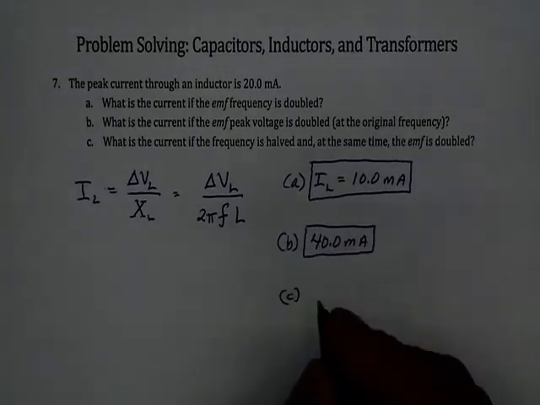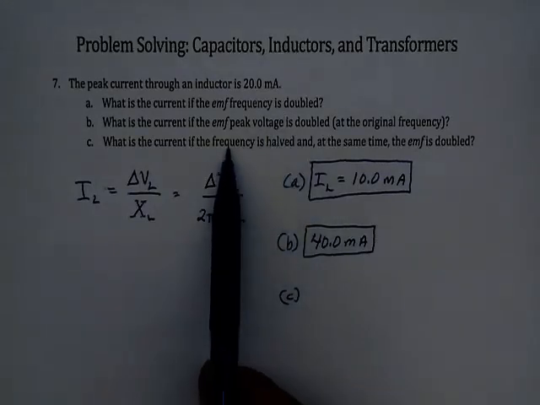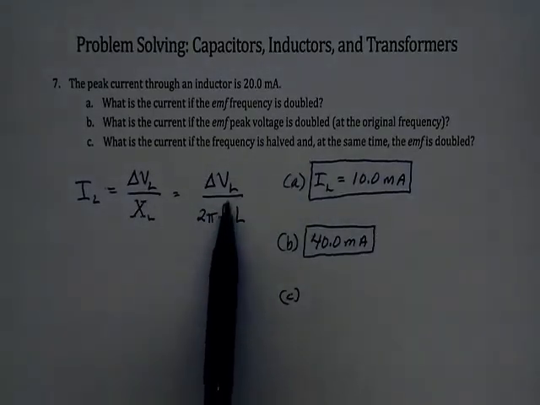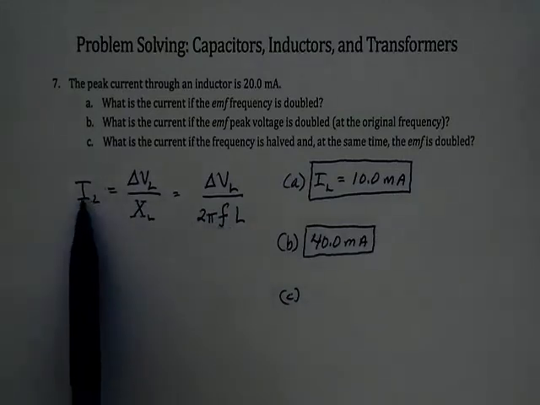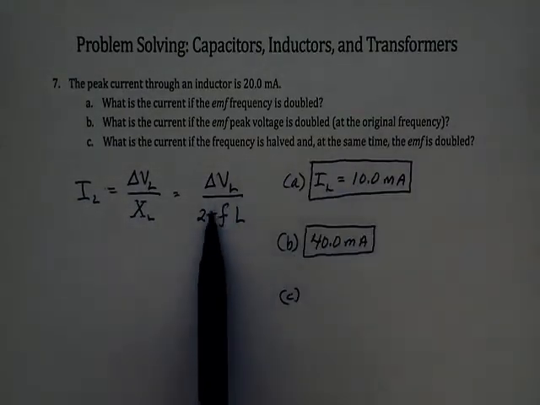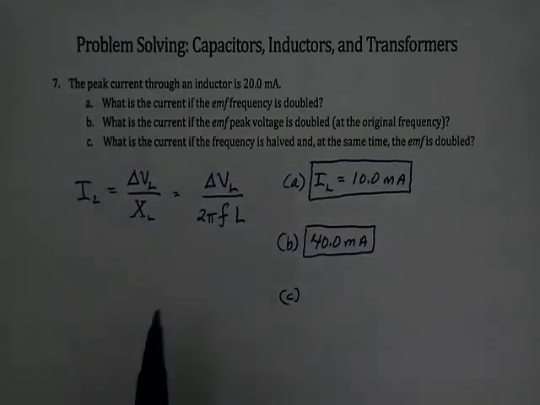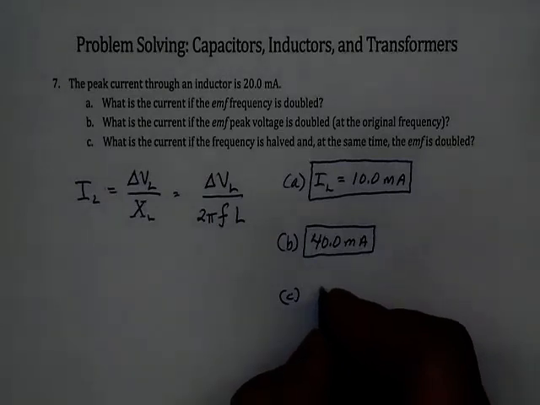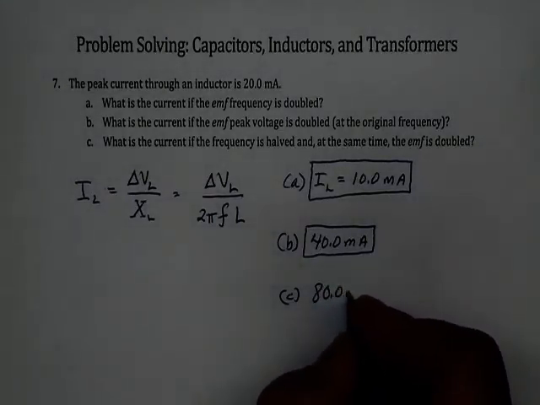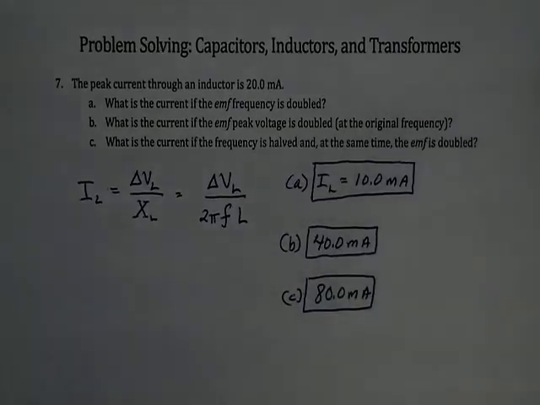What if you do both of those things at the same time? What if you have the frequency cut in half? That has the effect of doubling the current. And at the same time, you double the EMF. So I'm halving the frequency, which doubles the current, and I'm doubling the voltage, which also doubles the current. Both of those together is going to quadruple the current, and I end up with 80 milliamps of current in that situation.